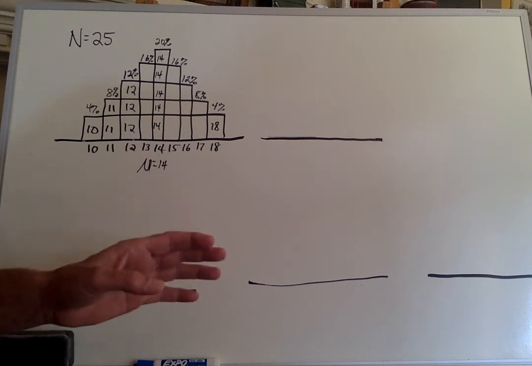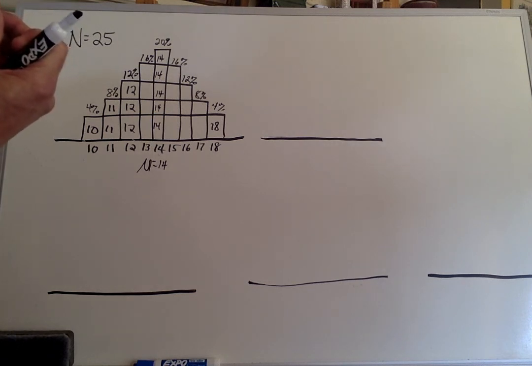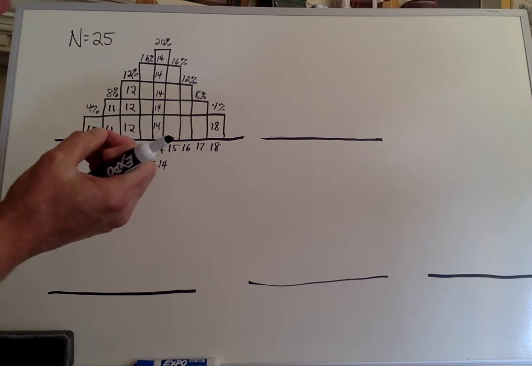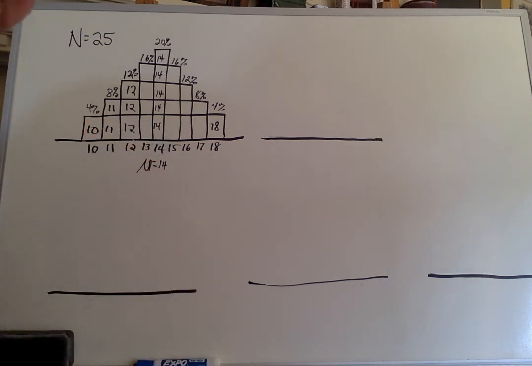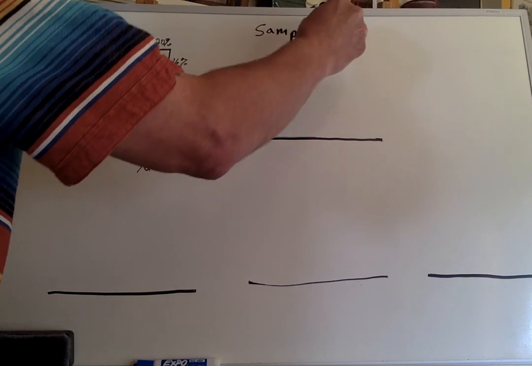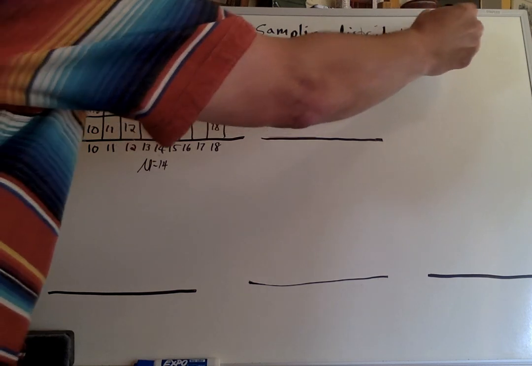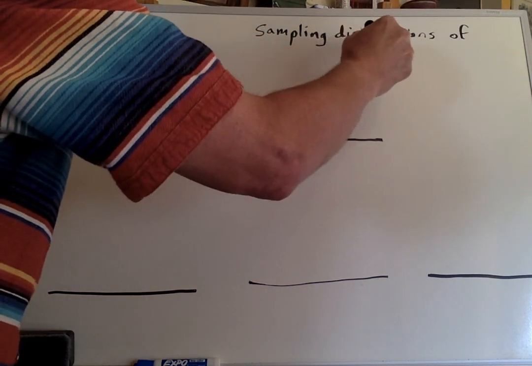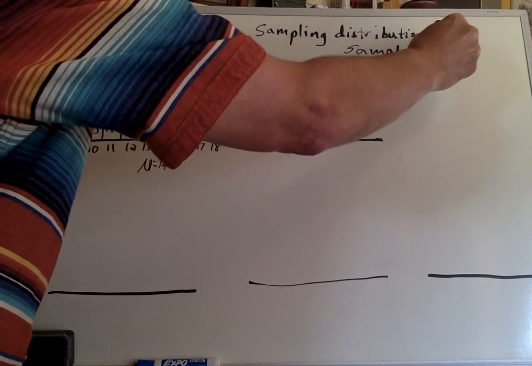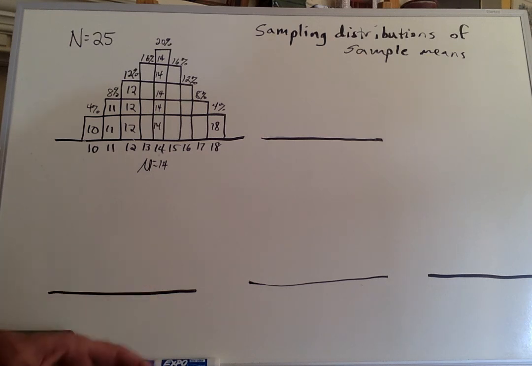Okay, so let me do 2 silly ones first, and then I will do 2 realistic distributions. And these are going to be called sampling distributions of sample means.